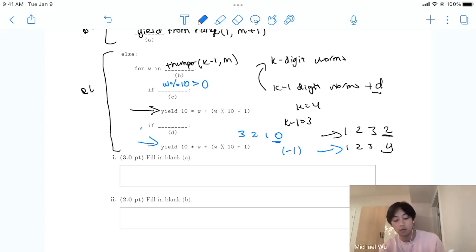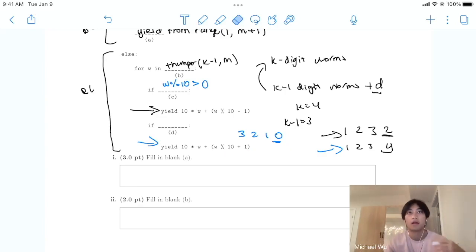Similarly, if you were to have a worm that looks like 7, 8, 9, you wouldn't be able to make this next digit a 10 or even a 0, because that isn't a valid worm. So we can only tack on a digit that is 1 more than the last digit if the last digit is at most 9.